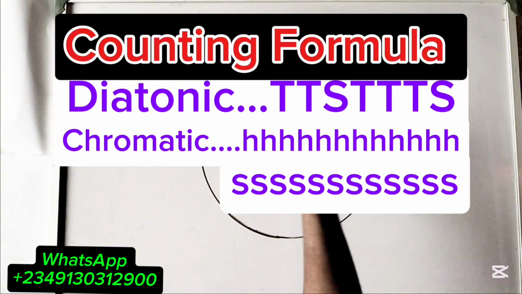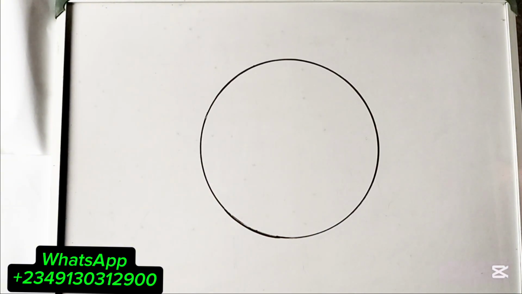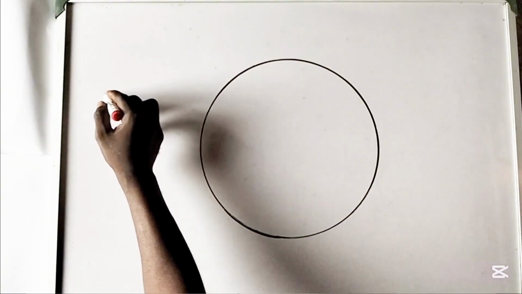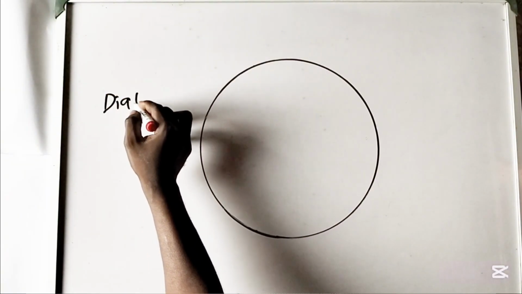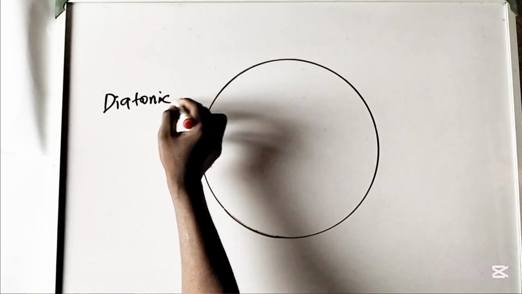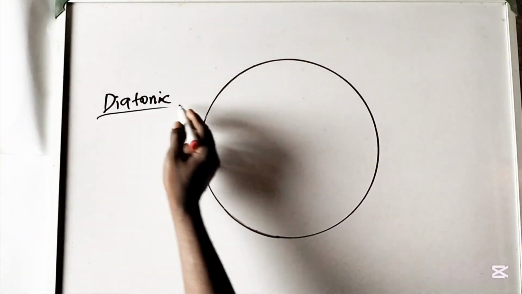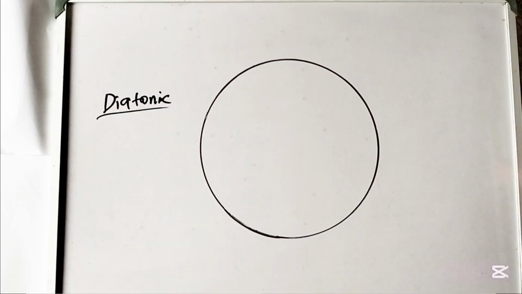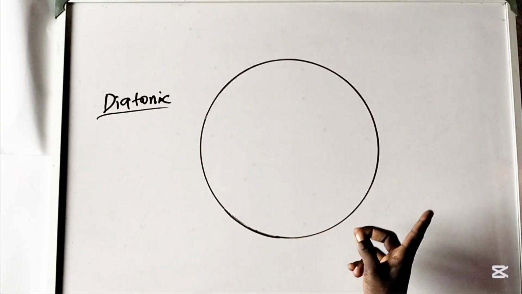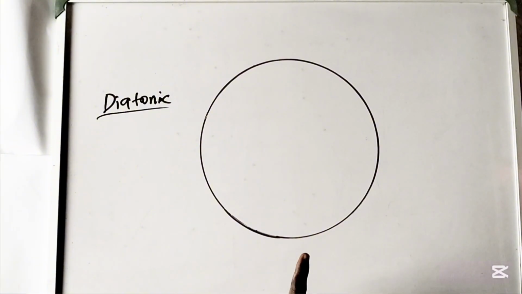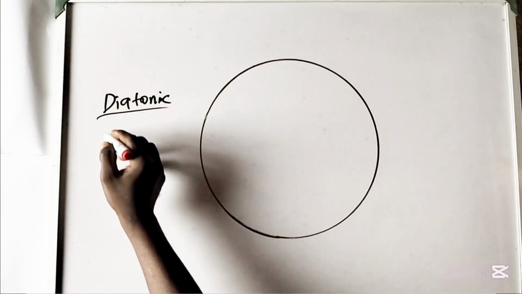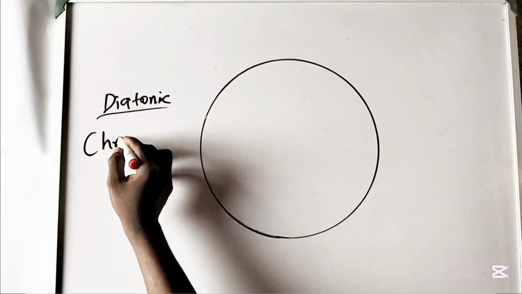So first of all, you draw your circle. Once you draw your circle, another thing you need to consider: which formula are you using? When you have diatonic, you know the movement: tone, tone, semitone, tone, tone, tone, semitone. If you are using that formula, you can get the circle of fifth or the circle of fourth, depending on the formula you are using. Another formula you may use is the chromatic scale.